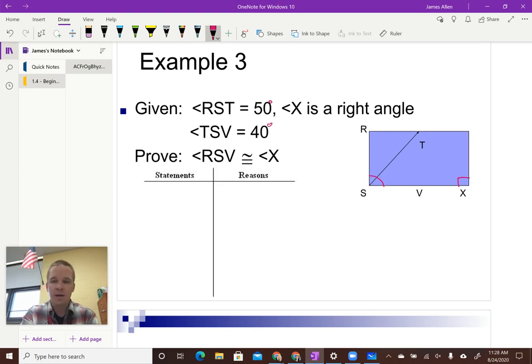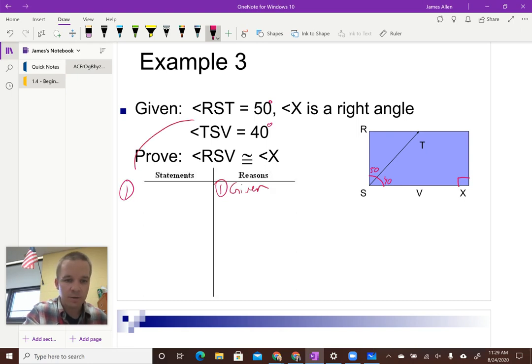I know that RST is 50, so I'll jot that in here. And I know that TSV is 40, so I'll jot that over here. Well, what do we know about 40 and 50? I believe that would add up to 90 degrees. 90 degrees is a right angle, so it looks like we can actually match these two up. So we have a general game plan. I like to have a game plan before I start writing these proofs out. So let's do that. So for our first part, it's going to be our given.